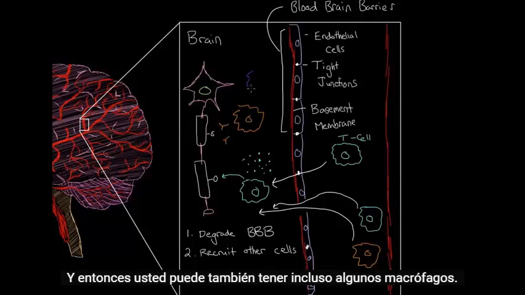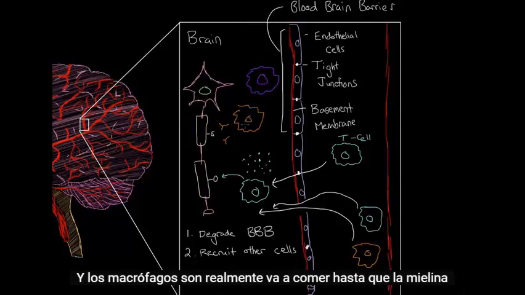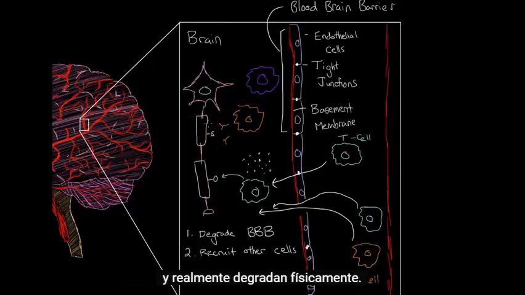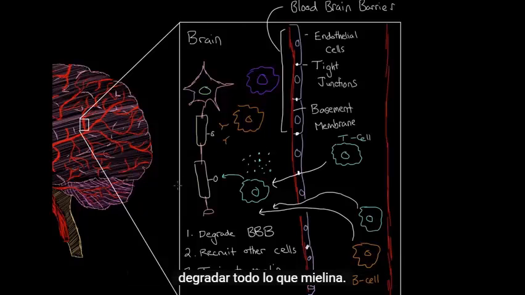And then you may also even have some macrophages. And the macrophages are really going to eat up that myelin and really physically degrade it. And then finally, those cytokines can actually be toxic to the myelin as well. So the cytokines can themselves degrade all that myelin. So now what you have is just a whole bunch of degraded myelin.